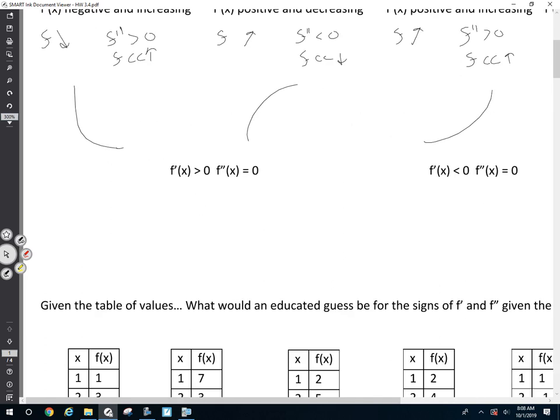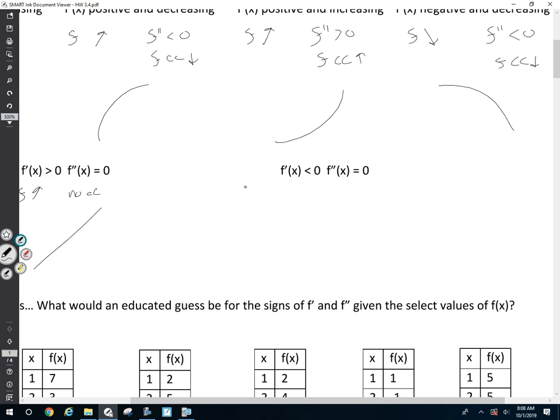If f prime is positive, f double prime is 0, that means f is going up, but no concavity. Straight line. And then f going down, but no concavity.